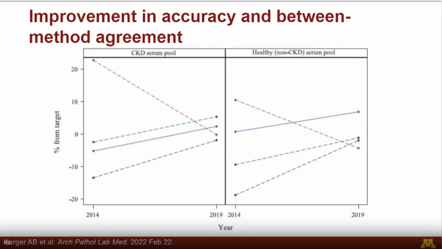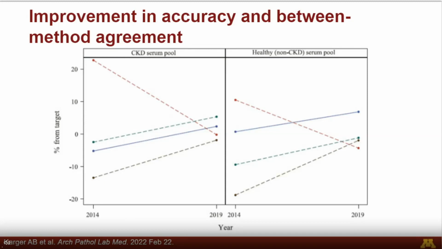The improvement in Cystatin C assay performance over time is demonstrated in this figure. These data are comparing results from proficiency testing performed by CAP-accredited laboratories. These laboratories tested a serum pool collected from patients with known chronic kidney disease, shown in the left panel, and they tested a serum pool collected from healthy non-CKD donors. These two pools were tested in 2014, and then they created two new pools in 2019 and repeated the testing.